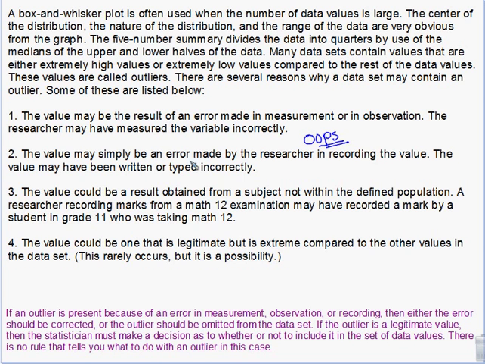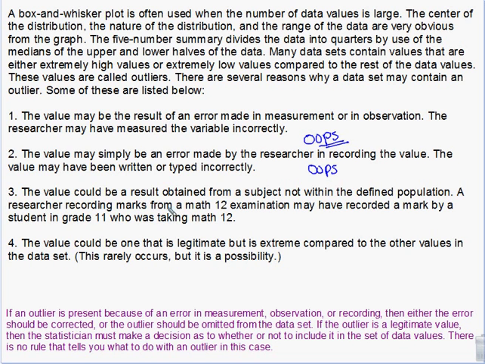Okay. The value could be an error made by the researcher in recording the value. Like when I type it down, instead of putting in 2.15, I put in 21.5. Okay, so, typo. Oops. So you always want to double check when you see outliers to make sure you recorded the data correctly.